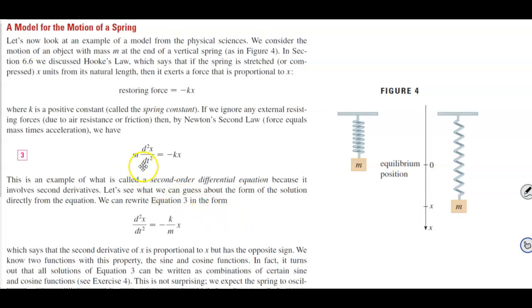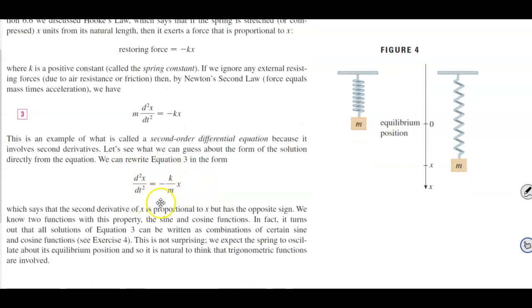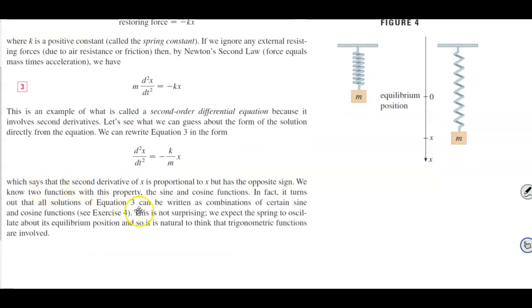If we divide both sides by m, then we have the following, which says that the second derivative of x is proportional to x but has the positive sign. We know two functions with this property, the sine and cosine functions. In fact, it turns out that all solutions of equation 3 can be written as combinations of certain sine and cosine functions. This is not surprising. We expect the spring to oscillate about its equilibrium position, so it is natural to think that trigonometric functions are involved.